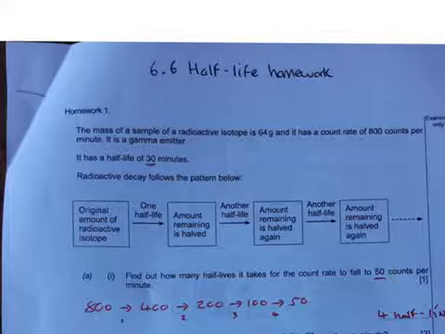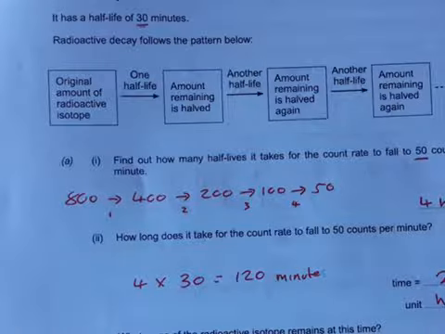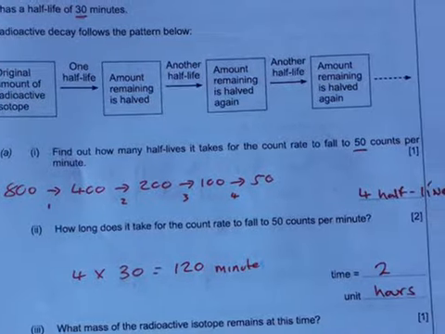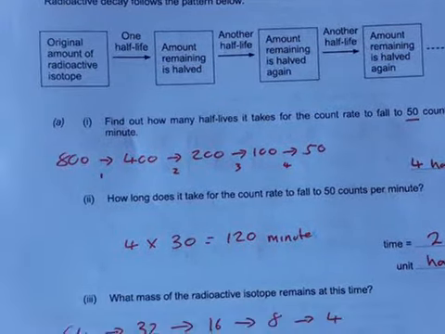Well, if it starts at 800 counts per minute, we need to do the steps. So step 1, we would write them out until we get to 50. So we take our largest value, and then we keep halving until we get to our smallest value. And then we just add arrows in between. And you can see there's 1, 2, 3, 4 half-lives. 4 half-lives, which takes us on to the next question there.